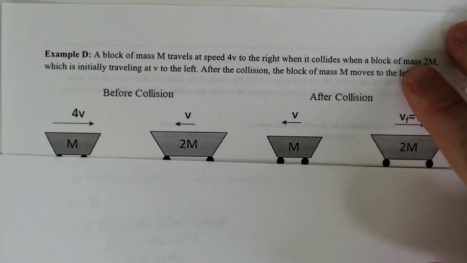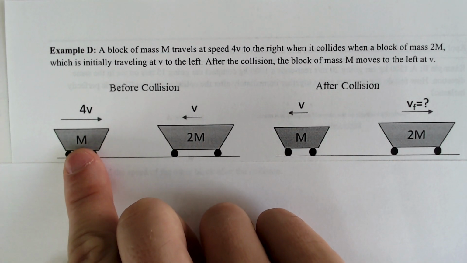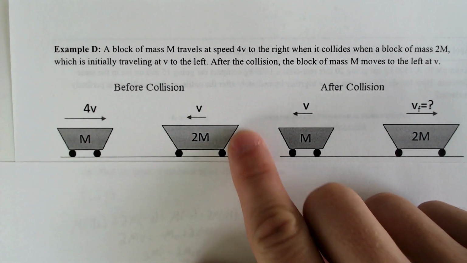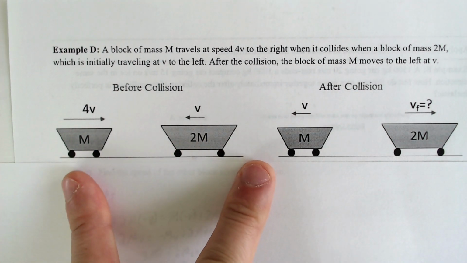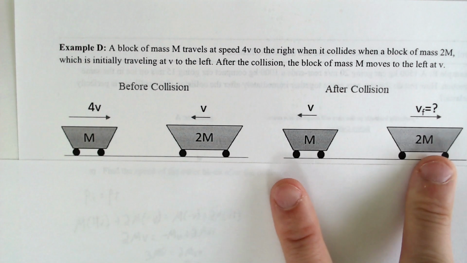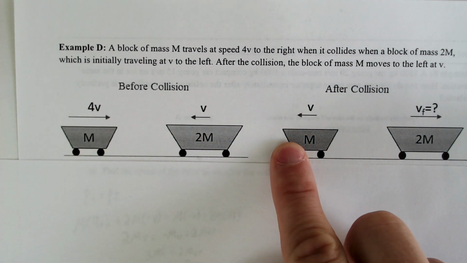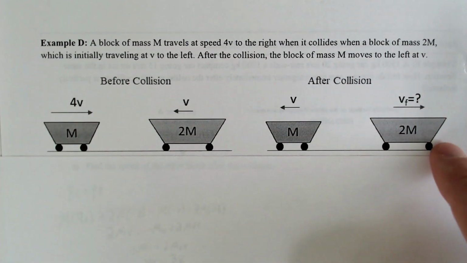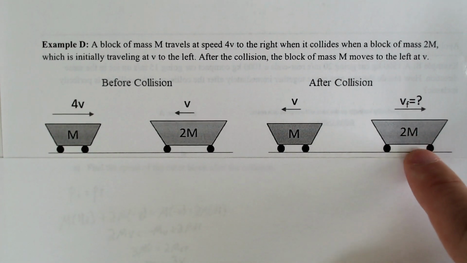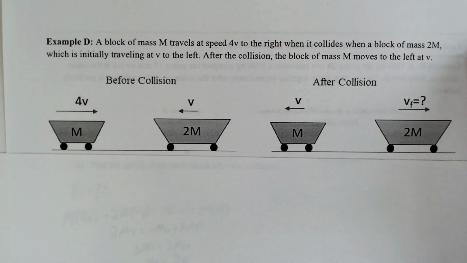All right, so we had 4v for this block, this cart, hitting this guy, which was traveling towards it at v. So when we have that, they go boom, and then they go in opposite directions. Originally this guy was moving to the right, and now it's moving to the left. And originally the block with 2m was moving to the left, and now it's moving to the right. We want to find the final velocity of this 2m. You could read through that and decipher it, but the picture is worth at least 100 words. It's supposed to be worth 1,000 words.